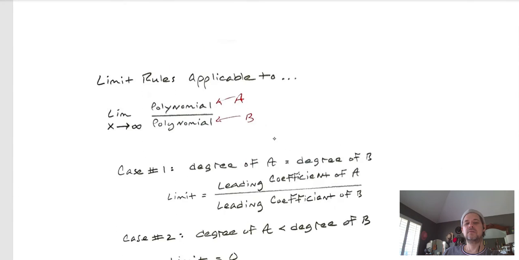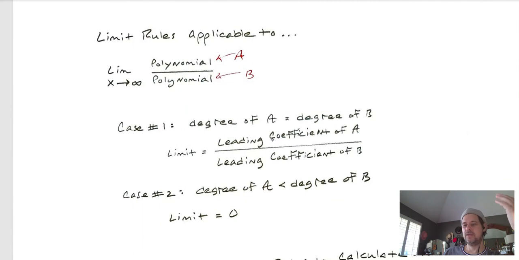Let's talk about one remaining rule for this assignment, and then this will be everything for that assignment. Let's talk about a situation where we don't have to rely on a calculator or a graph, because there's a basic rule that will just tell us the answer. This rule is applicable to a limit as x goes to infinity for some rational function, a fraction, where the numerator is a polynomial and the denominator is a polynomial. I'm going to call the top polynomial A and the bottom polynomial B, just for shorthand.